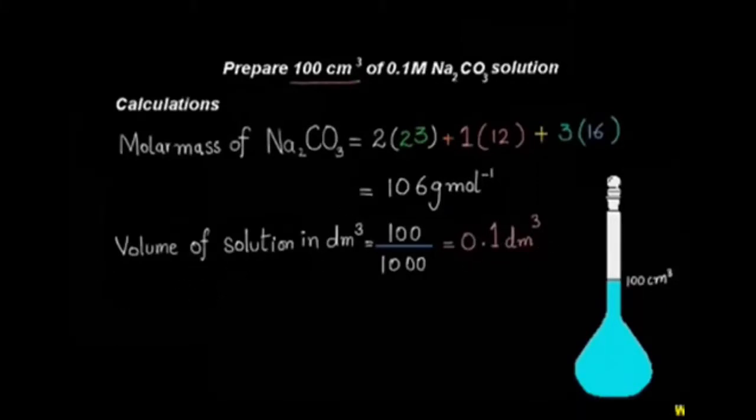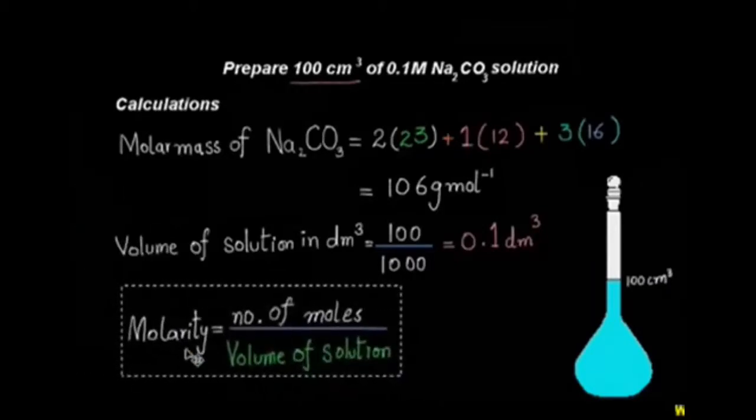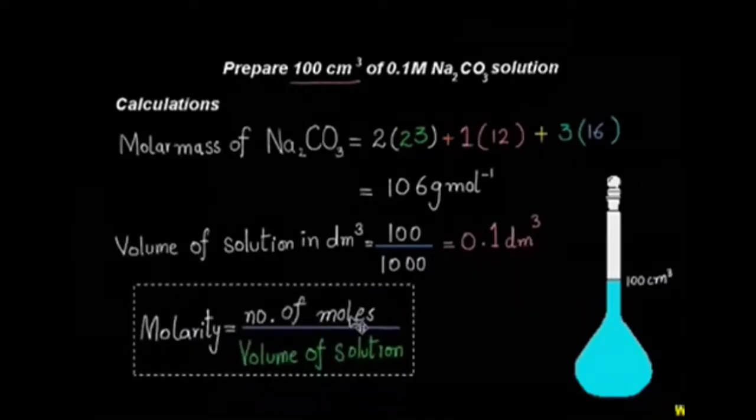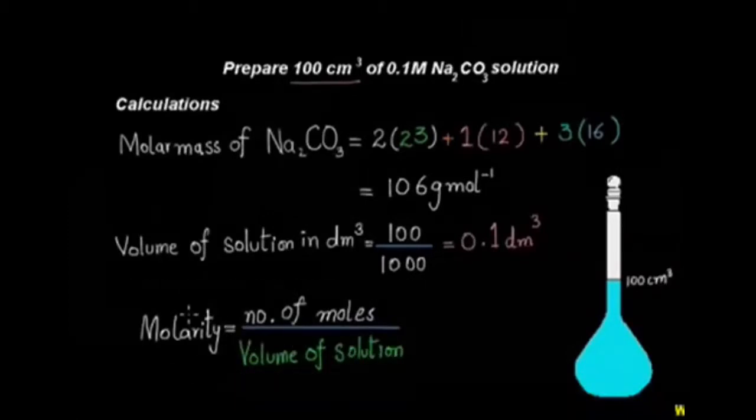Now next, the formula for finding the molarity of a solution is molarity is equal to number of moles divided by volume of solution. So we rearrange this formula for finding the number of moles, that is how many moles of sodium carbonate will be required to make a solution of 0.1 molar. We know the molarity, which is 0.1 molar given in the title. Volume of solution is also known to us, which is 0.1 decimeter cube, and the number of moles we have to find from this formula.